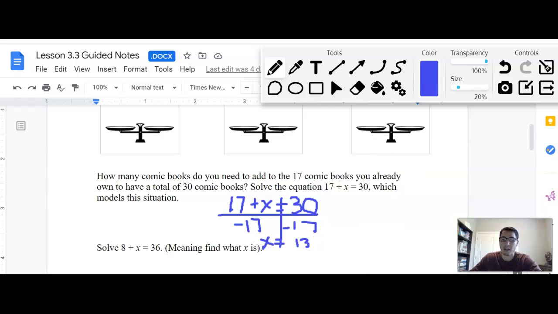Okay. We can always go back in and check our work. We can plug in 17 plus 13. Does that equal 30? Okay. 7 plus 3 is 0. Carry our 1, 1, 1, and 1. That's 30 equals 30. This equation is balanced. So the answer to this would be x equals 13, which means they need 13 more comic books to get to that 30 total.